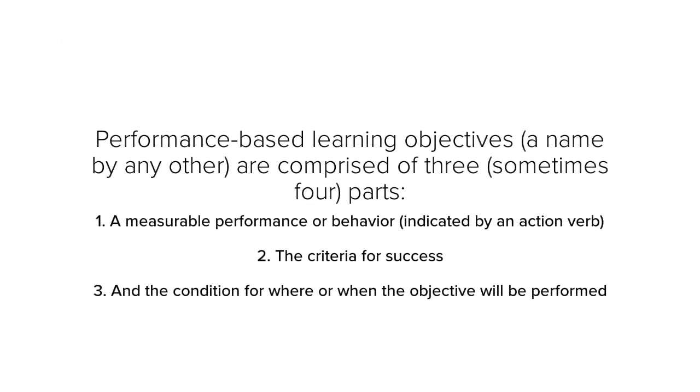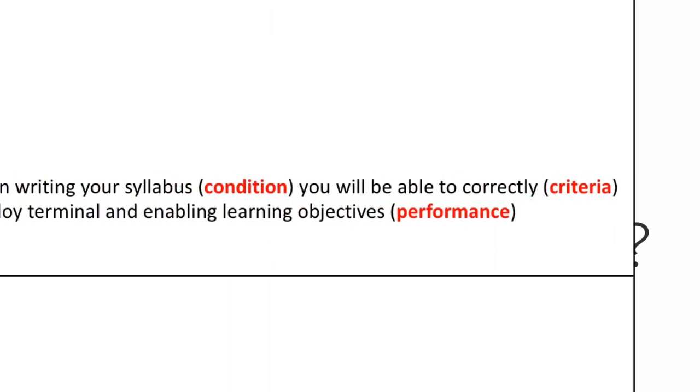So a properly constructed learning objective will have three parts. It'll have a measurable performance or behavior. It will say explicitly what the criteria for success is, and it will also say what the condition is under which that objective will be performed. So that's all a bit abstract. So let's take a look at a particular learning objective and unpack it in terms of both the elements that it's supposed to contain and its overall definition.